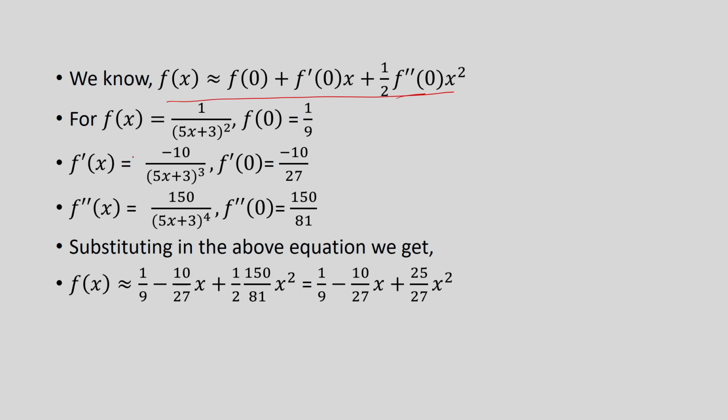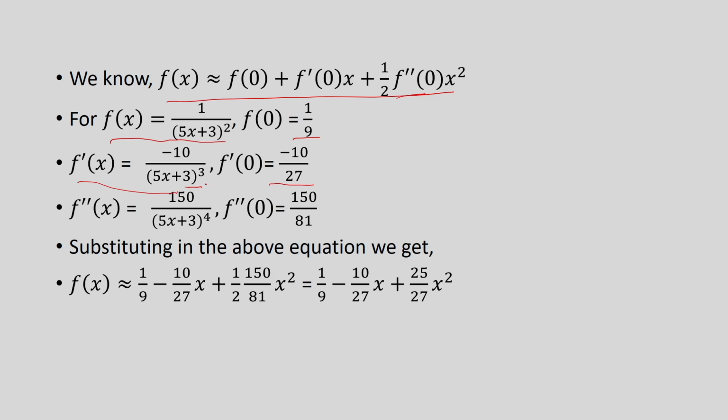Now, the function is this. I need to find out what f of 0 is. I take x is equal to 0, and it will just become 1 by 9. Then I take the first derivative, f dash of x, and I am skipping some steps here. It will be just minus 10 divided by 5 x plus 3 whole to the power 3, and if you put x is equal to 0, it becomes minus 10 divided by 27.